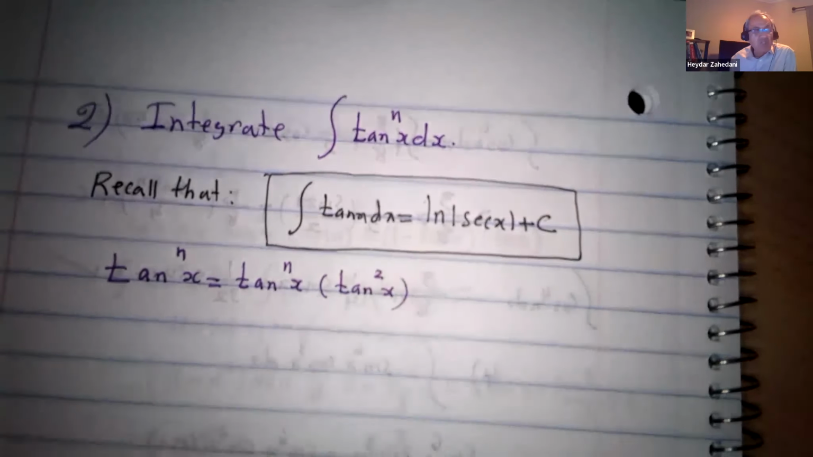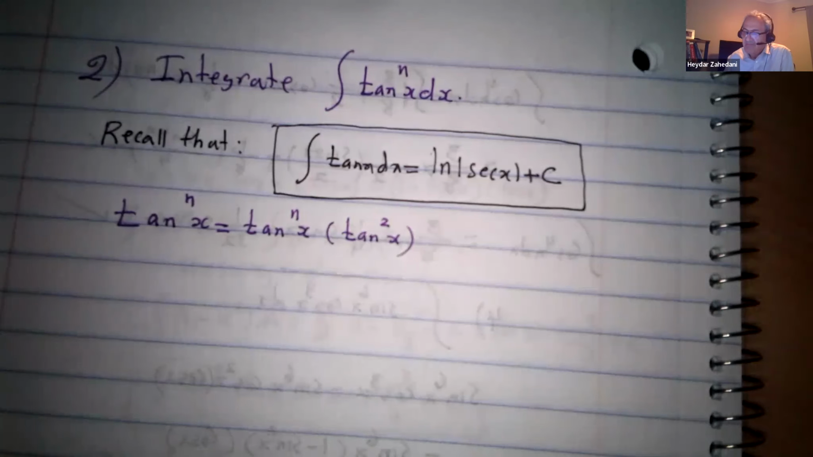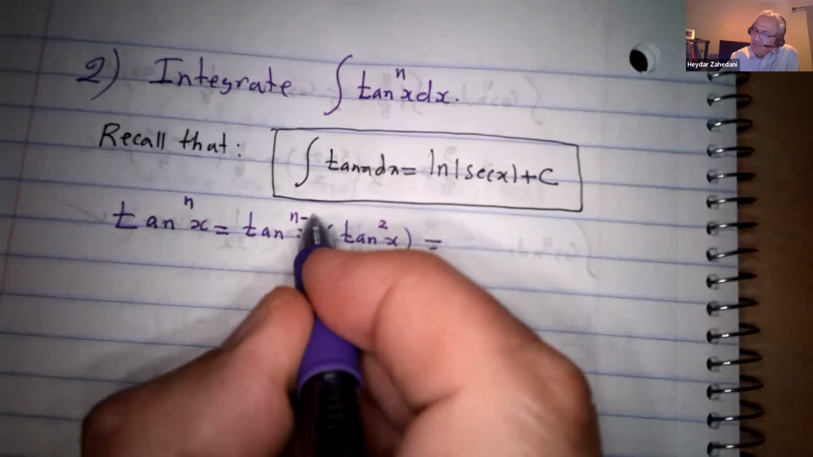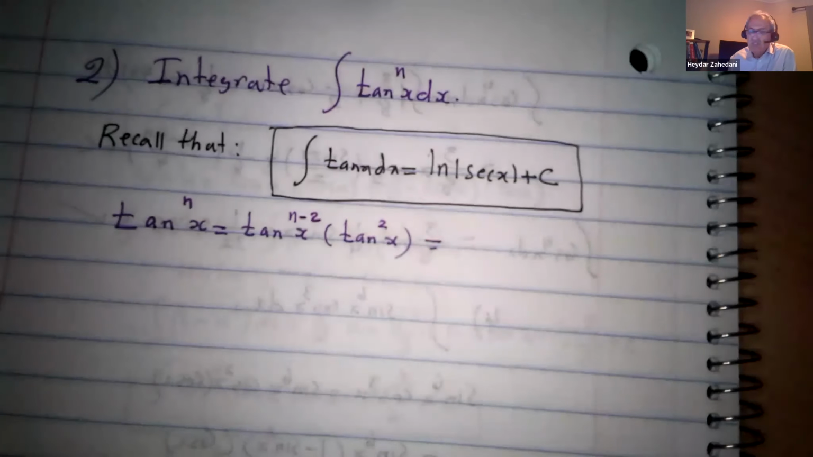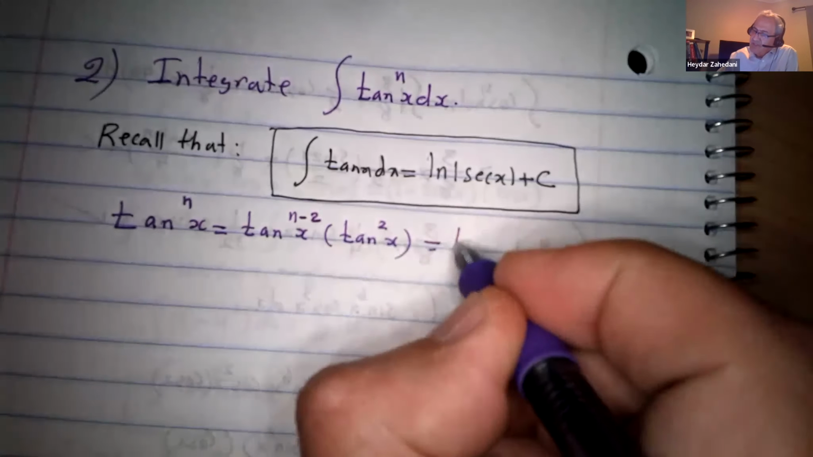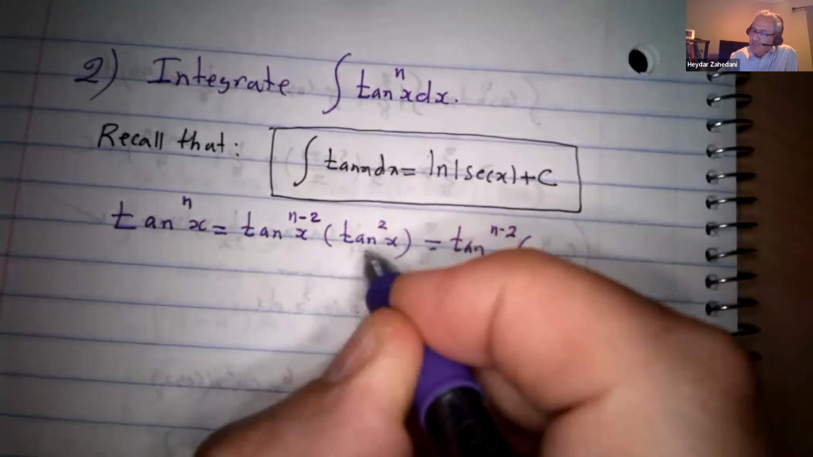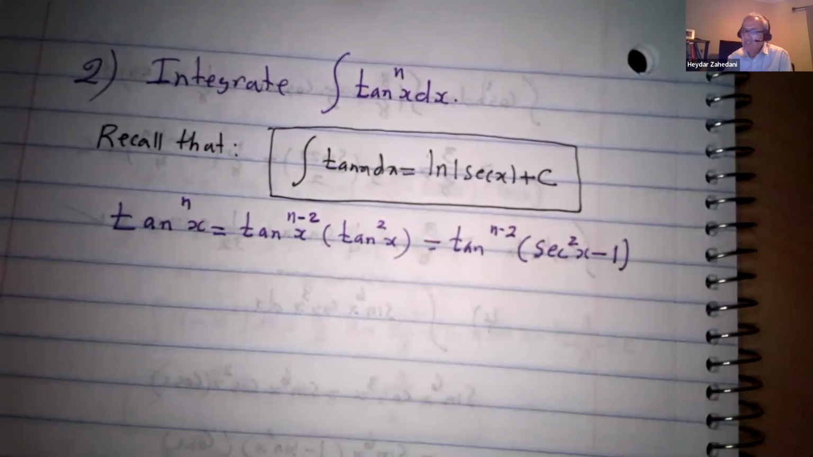Now change this one to the secant. You know that 1 plus tangent square is secant squared, and the tangent square is secant square minus 1. So, I'm sorry, you pull out 2, so it's going to be n minus 2, because you pull out a 2 here. So this is going to be the tangent to the n minus 2. Now change the tan square into the secant square. It's going to be secant square of x minus 1. A relationship between, you know that 1 plus tan square is secant square.